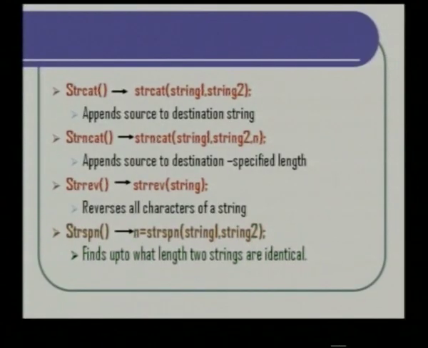Now, this strspn is to find out up to what length two strings are identical. The earlier string compare function, we ourselves decided till what characters it has to compare. Now, in this strspn function, the compiler will tell us up till what characters the strings are identical. So, there we are doing the work and here the compiler itself tells us up till what characters they are identical.